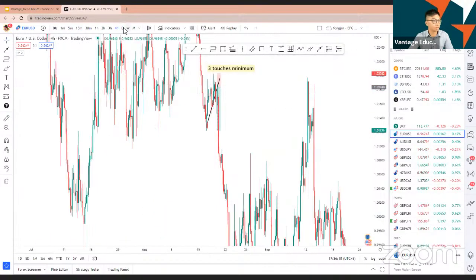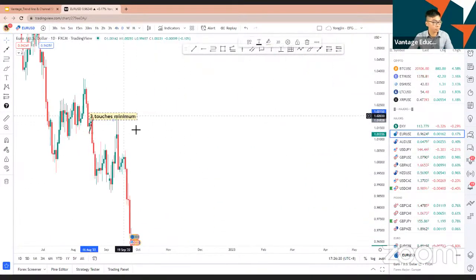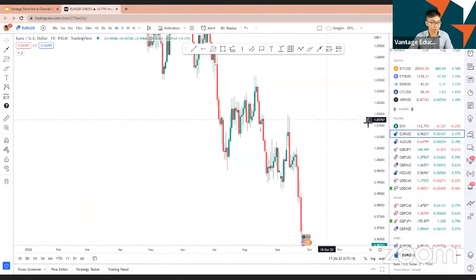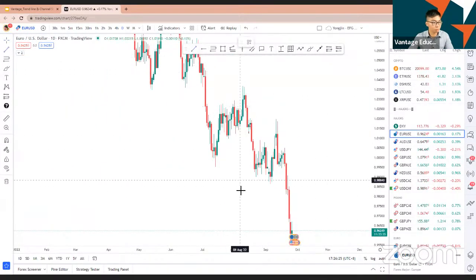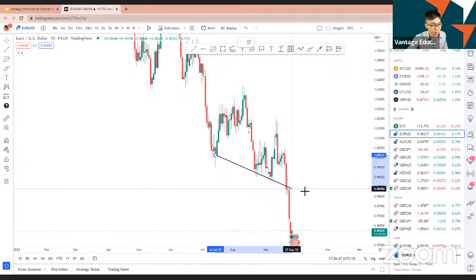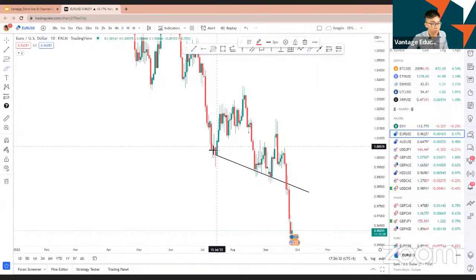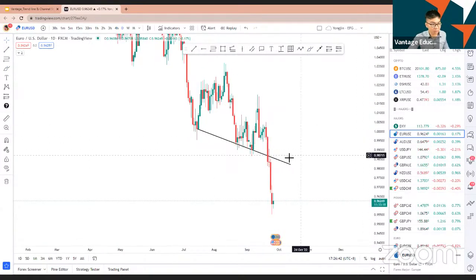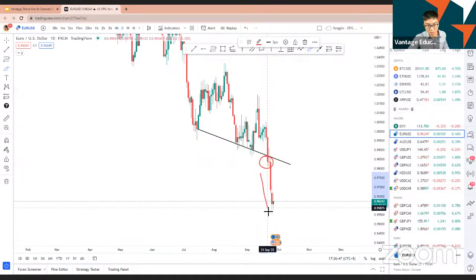Let's go to the daily on Euro USD. Let's take a look. Okay, so we have a trend line here. Let's draw it from the body. Okay, best fit. As usual, one touch, two touches, three touches. In fact, we have multiple touches here. But the thing is, once price has broken out from this area, there's usually no retest on the larger time frame. Price just continues bearish all the way.